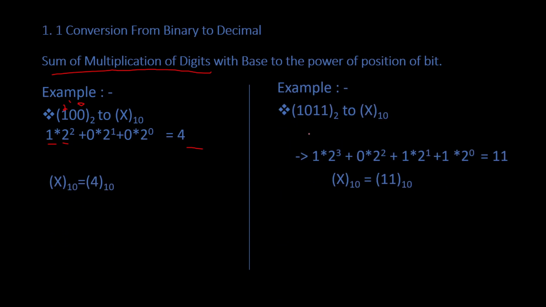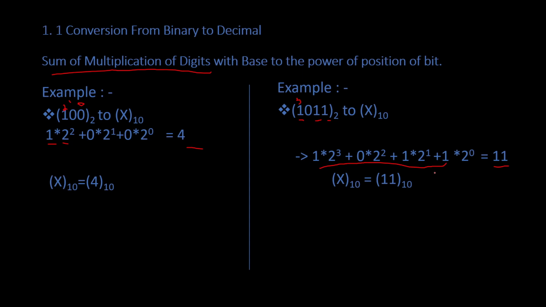Next example, we take 1011. Here the first 1 has the position of bit 3, so we take 3. Next will be 0 into 2, the position of 0 is the second bit, then the position of this 1 will be the first bit, then similarly for this one the position of bit is 0, and after doing all multiplication and addition we get the value 11.